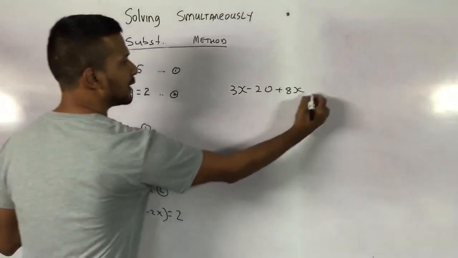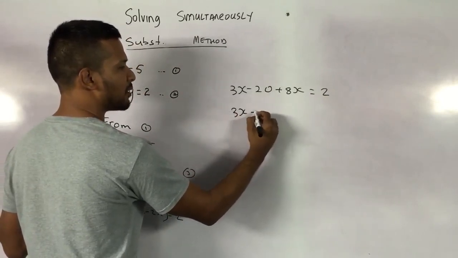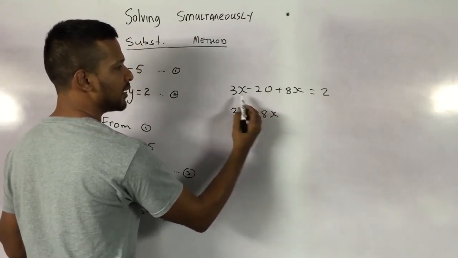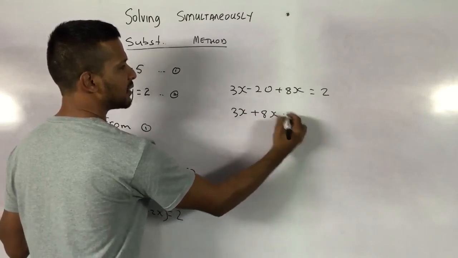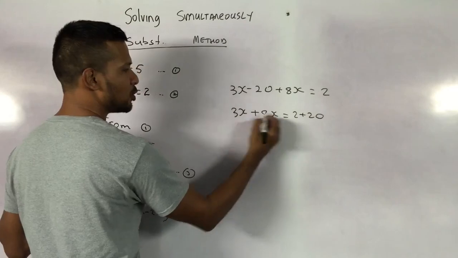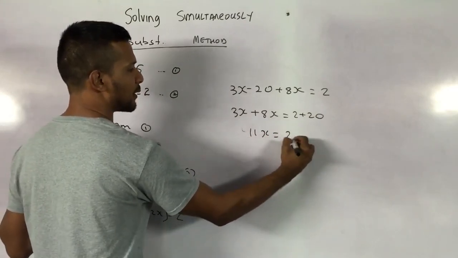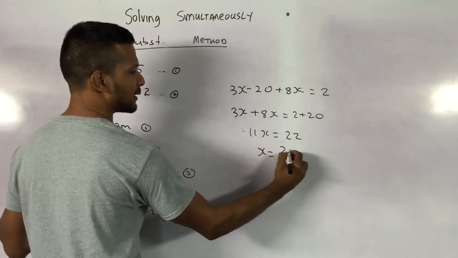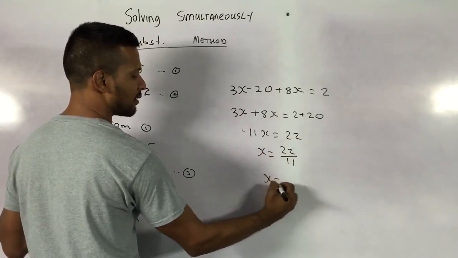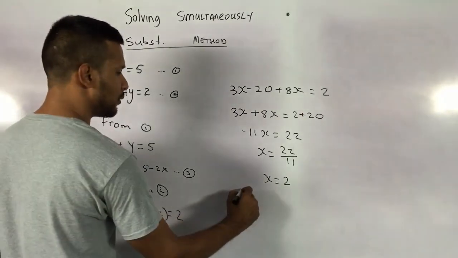Equal to 2. Keep my variables on one side and my numbers on one side. 3x plus 8x is, minus 20 becomes positive 20. 3x plus 8x is 11x. 2 plus 20 is 22. x is 22 divided by 11. x is 2.